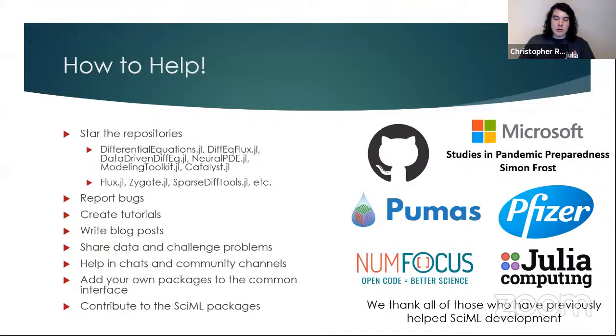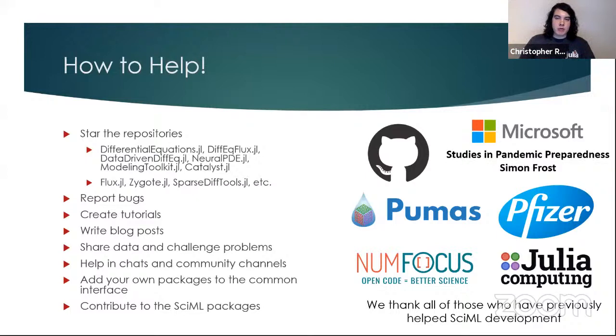Not just the SciML packages, but also these other packages from the greater ecosystem, like Flux.jl, Zygote.jl, SparseDiffTools.jl, everything in this entire Julia ecosystem that we're building on could always use more and more support. So one of the easiest things to do is to star the repositories. Another thing to do is just report any bug that you find, right? We don't know if you're having problems if you don't tell us. So please tell us any bugs that you find.